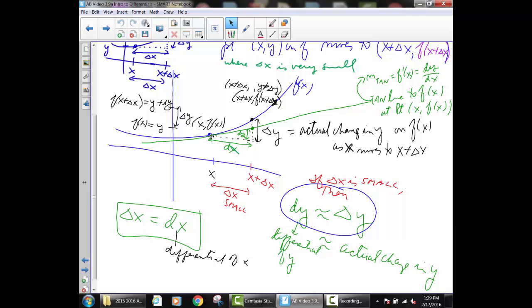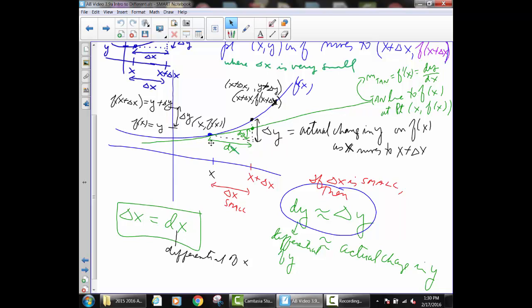Now, if you look at the height of this point, which is at a height of y, or f of x, and the height of this point, which is f of x plus delta x, which means it's the height y, which is the height we were at here, plus this extra height here, delta y. So delta y is the actual change in y on the graph of f of x, as you move from the point where x equals x to the point where x equals x plus delta x. So that's delta y.